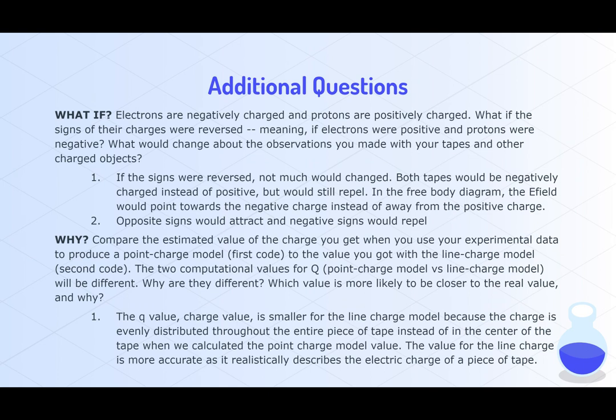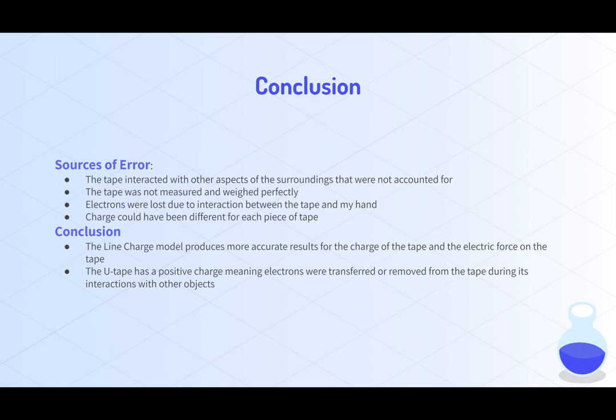So in conclusion, the main sources of error could be that the tape interacted with other aspects of the surroundings that were not accounted for in this experiment. The tape was not measured or weighed perfectly. Electrons were lost due to the interaction between the tape and my hand. The charge could have been different for each piece of tape, not always the same.